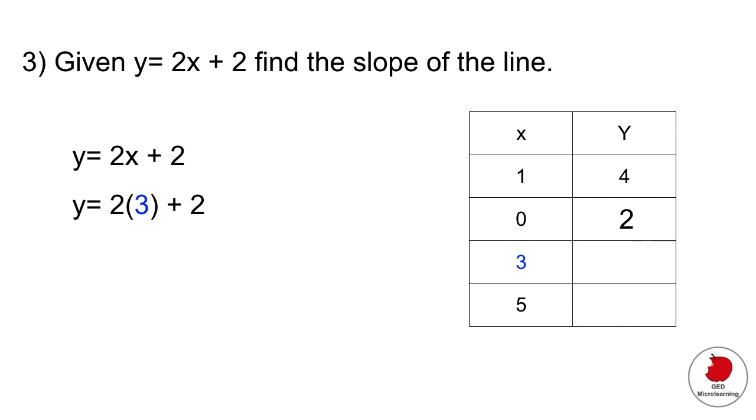So for 3, it would look like this. So that's 6 plus 2 is equal to 8. And then finally, same thing for the value for 5. So 2 times 5 is 10 plus 2 would give us 12.